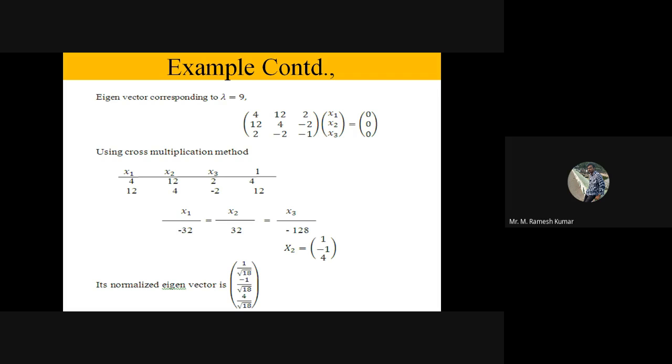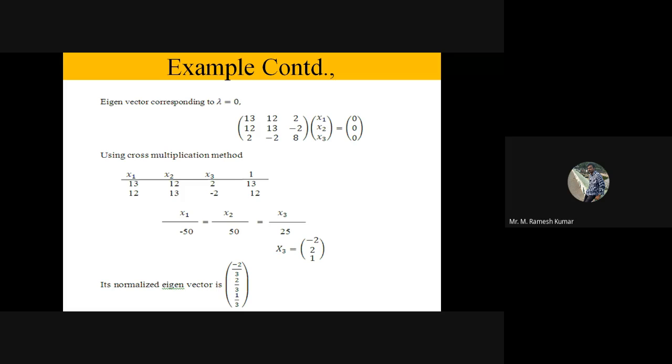Next, the eigenvector corresponding to the last eigenvalue, lambda equal to 0. If you put lambda equal to 0, we get this matrix. After cross multiplication and simplification, we get x3 equal to minus 2, 2, 1. Its normalized eigenvector is minus 2 by 3, 2 by 3, 1 by 3, because its modulus is square root of minus 2 square plus 2 square plus 1 square, that is 4 plus 4 plus 1, root 9, equal to 3.